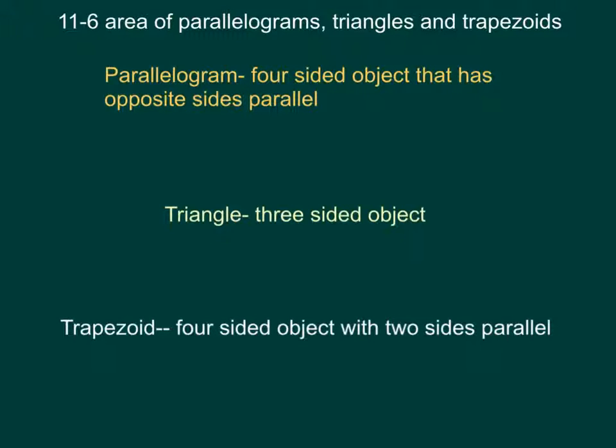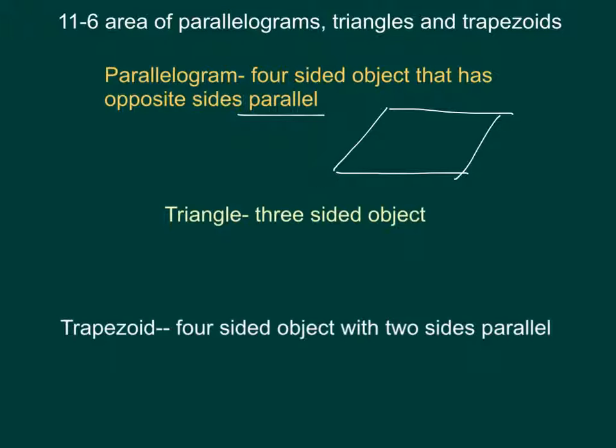Lesson 11-6, Area of Parallelograms, Triangles, and Trapezoids. So just a quick review, a parallelogram is a four-sided object that has opposite sides parallel. A lot of times you will see an object like this as a parallelogram. It has four sides and the opposite sides are parallel, which means they go on and on forever without touching.